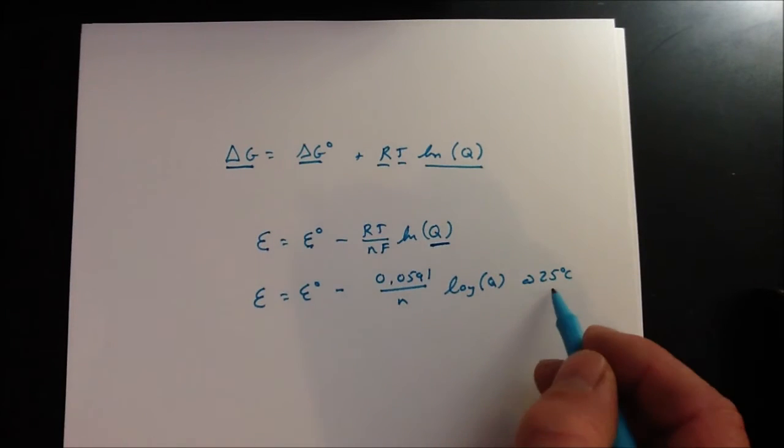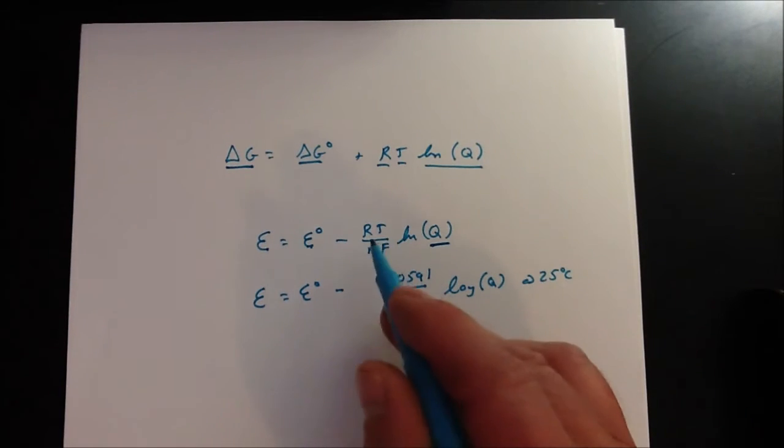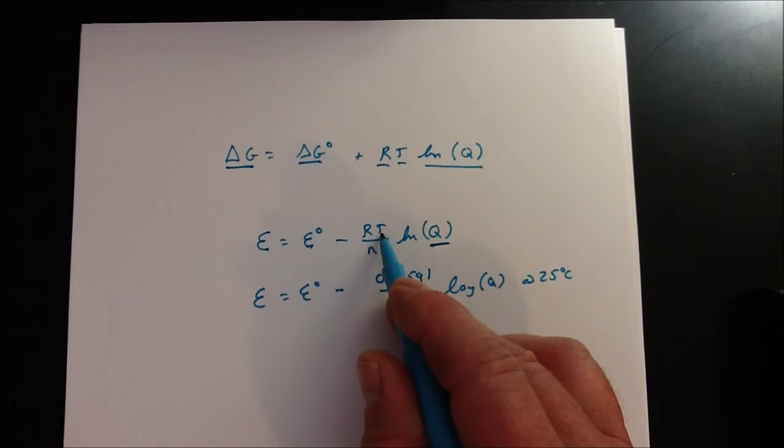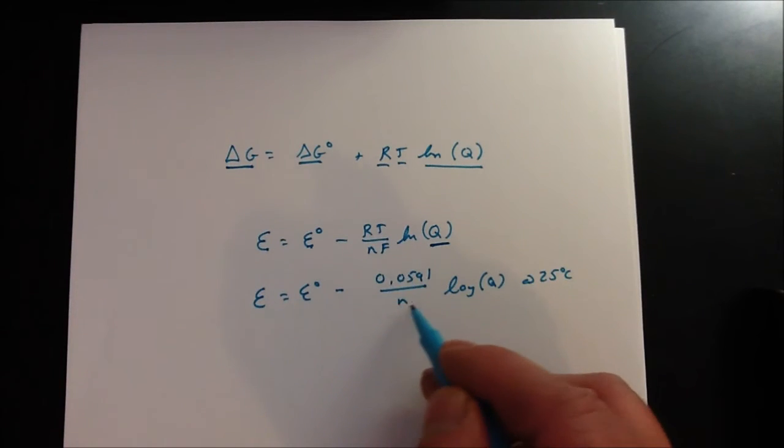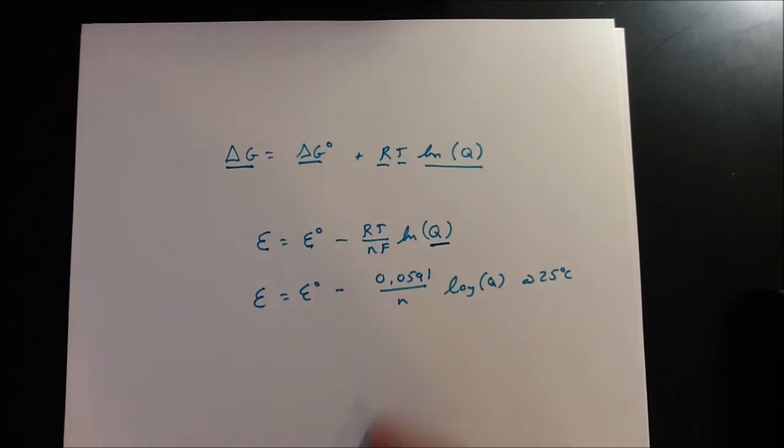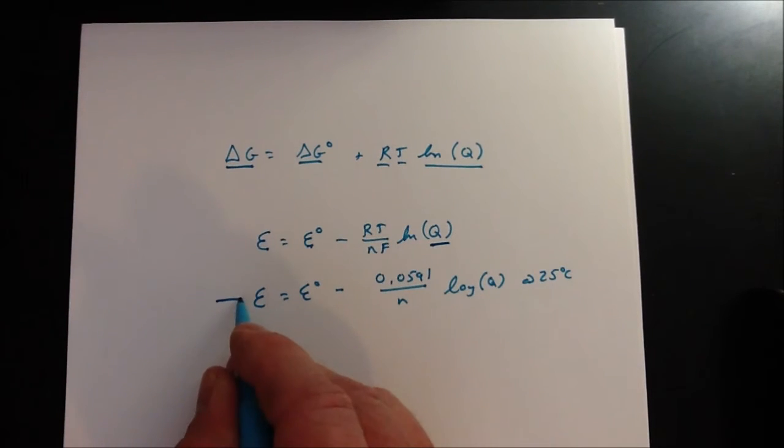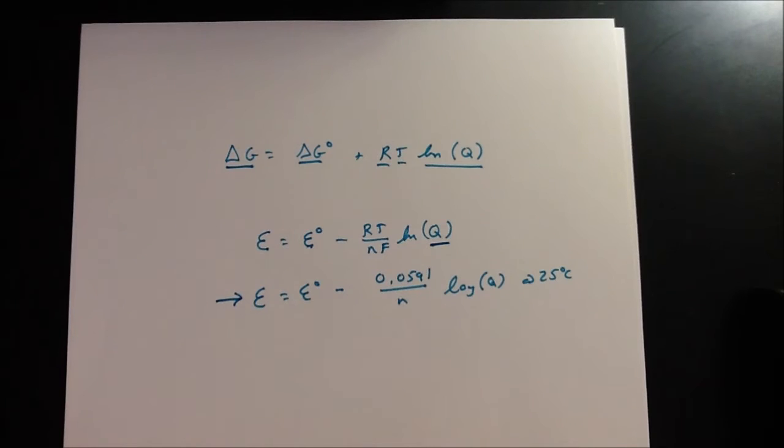The second one, if it's at 25 Celsius, they've cleaned up the numbers a little bit, since this is a constant and this is 298 and this is a constant. They've simplified R, T, and F into 0.0591 over N, and this is probably the more common form of the Nernst equation. Most of what we do is at 25 Celsius with that.